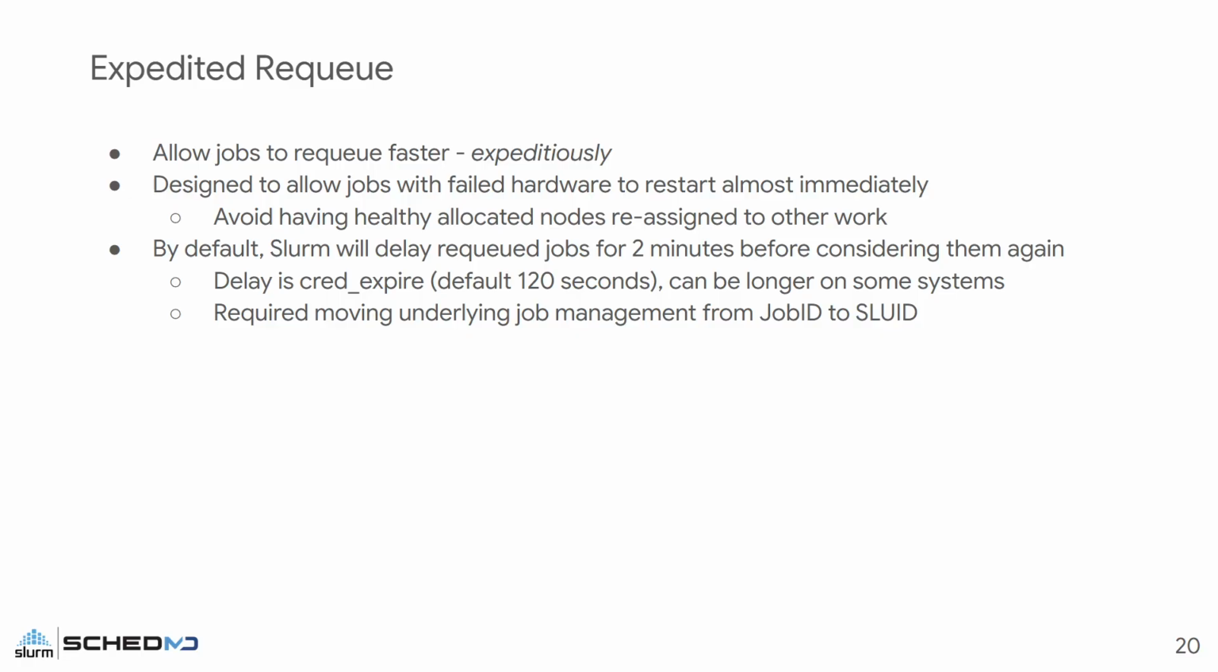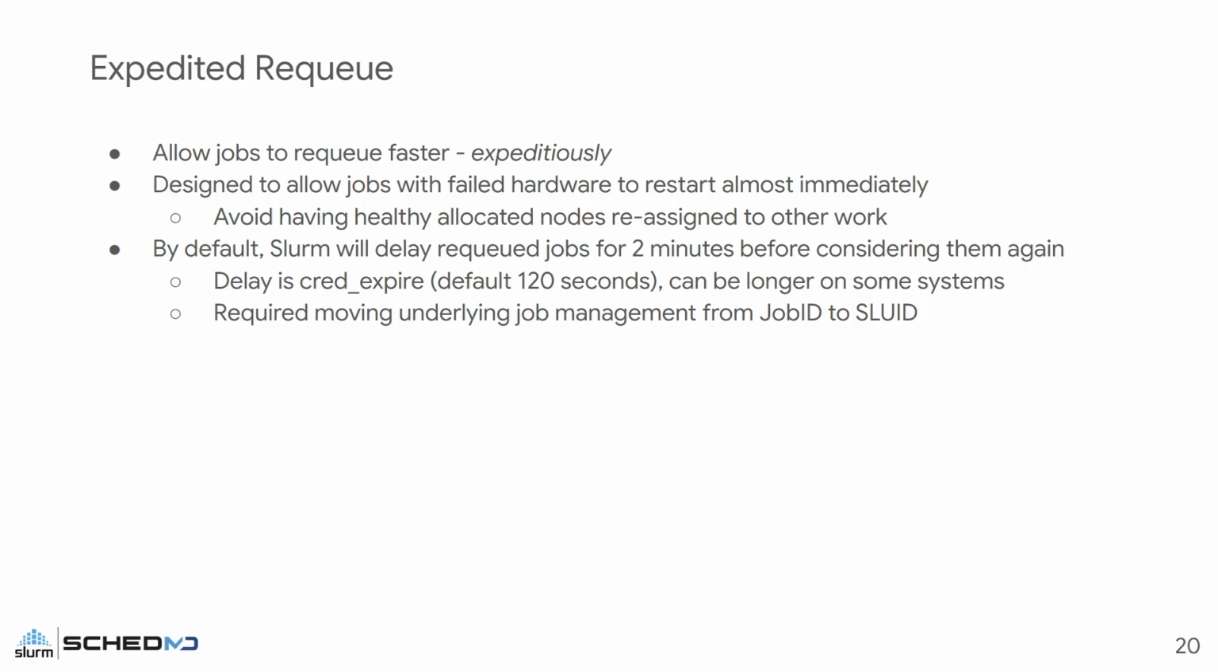This is designed for hero jobs running at a very large scale to be able to restart almost immediately in the event of hardware failures, rather than, depending on your backfill and other system priority mechanisms, having a lot of nodes that were participating in a very large scale run potentially reassigned to other work. The idea here is to get that job rerunning and just pulling in one or two additional nodes to replace the ones that may have failed.